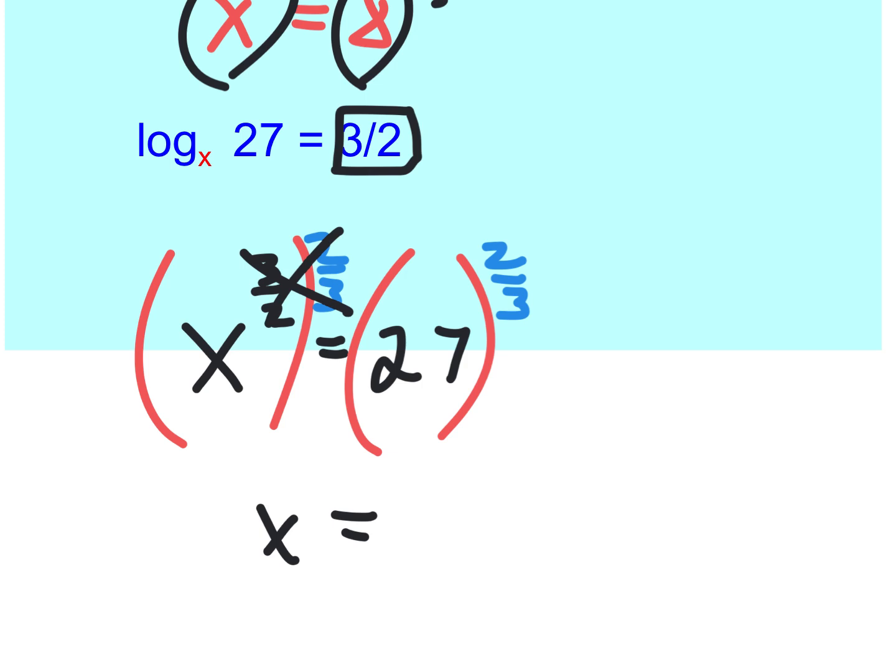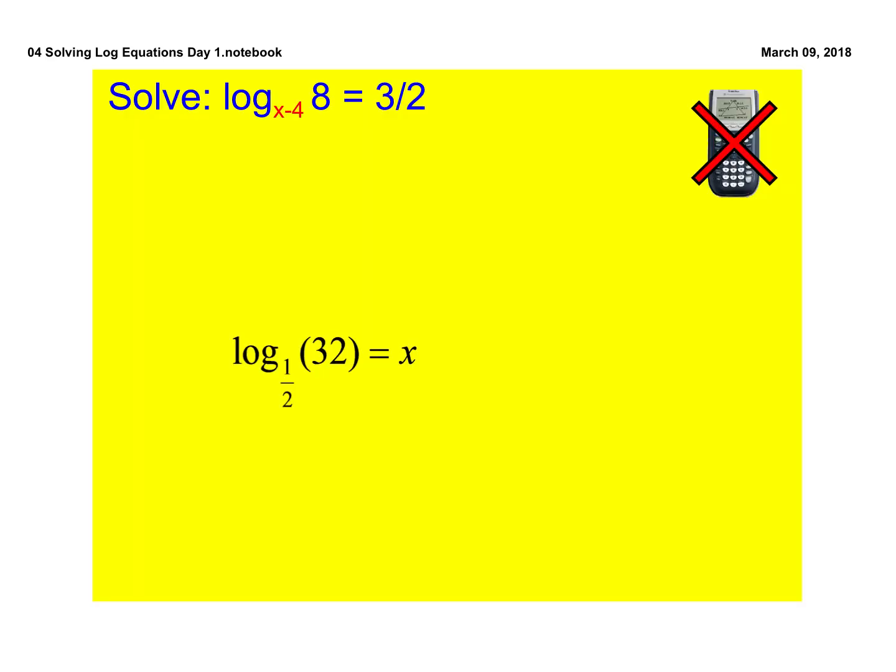Can you do it in your head? Jack, what's the 3rd root of 27? And then square it? 9. Yep. Who had 9 before he even said it? Okay, awesome. All right, see, these aren't that bad if you understand logs. Now, they're going to make them more and more and more complicated, but it always comes back to: can you rewrite it?